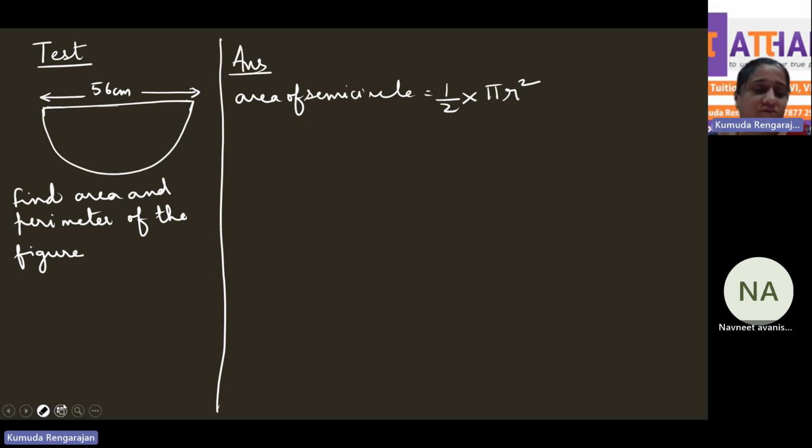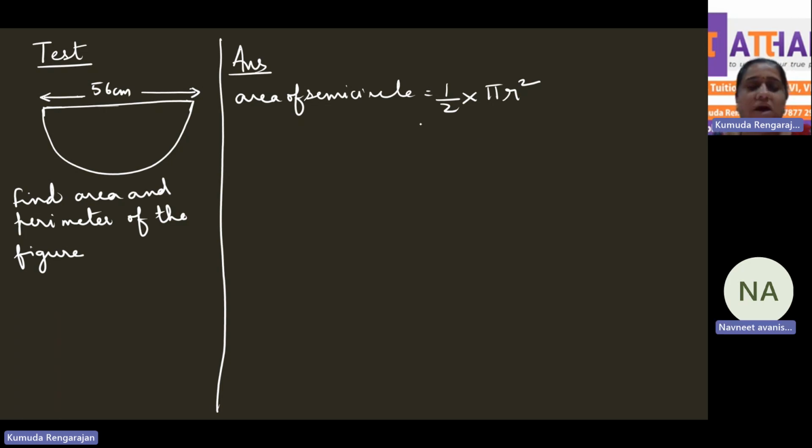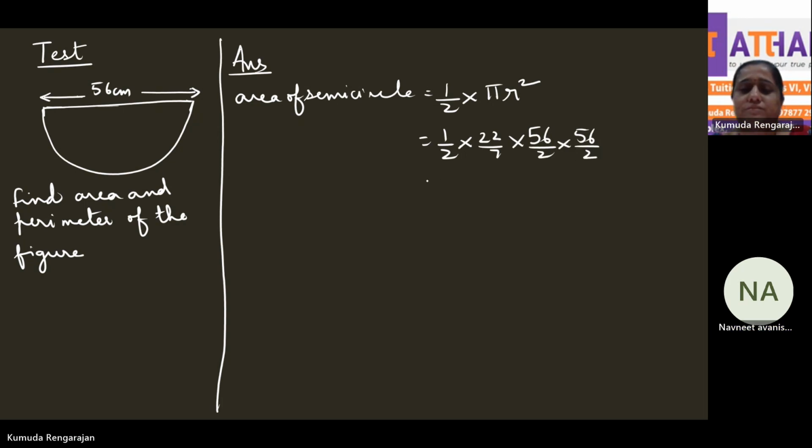Yeah, boys, I think it's time to discuss the answers. So half into, tell me. Half into pi r square. So 1 by 2 into 22 by 7 into 56 by 2 into 56 by 2. Very good. And then after all the cancellations, we will get 49. After multiplying also, we will get 4928 by 4.